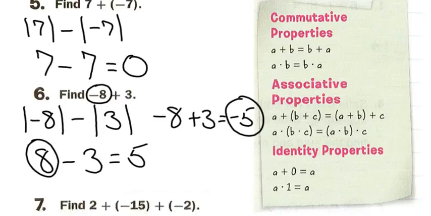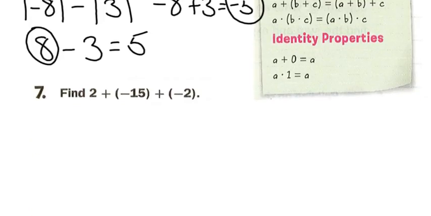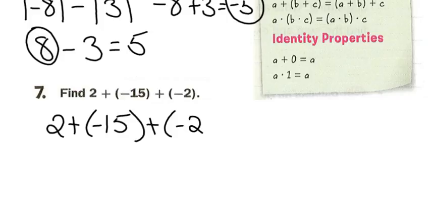If we add 0 to anything, it doesn't change its value. And if we multiply anything by 1, it doesn't change its value. So let's use that to our advantage here. So I've got 2 plus negative 15 plus negative 2.